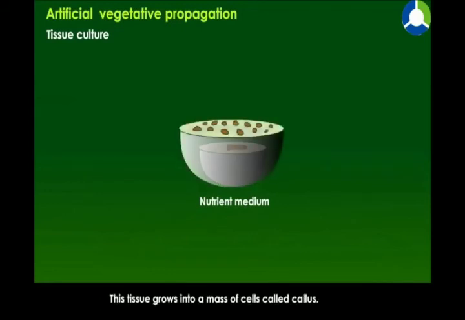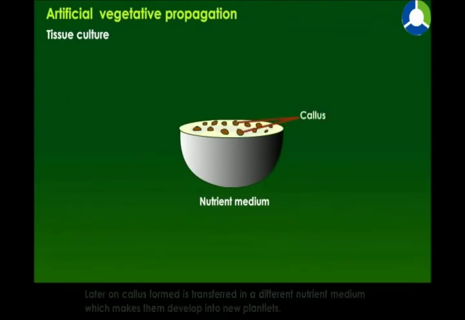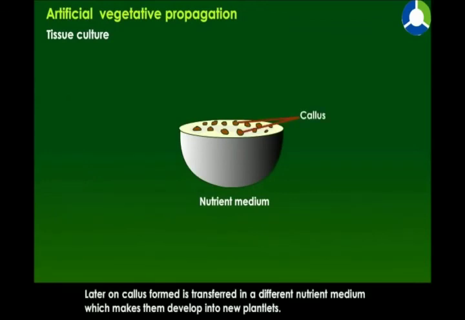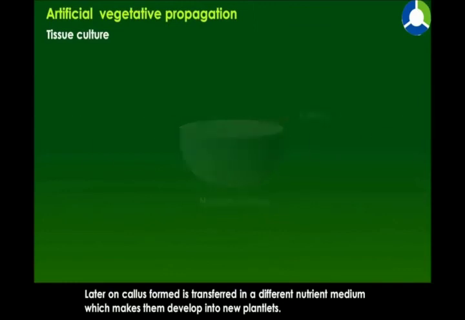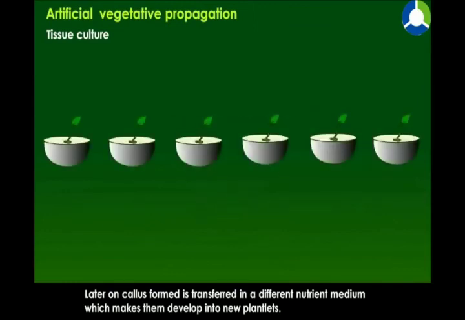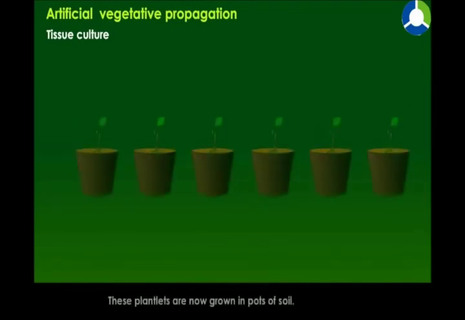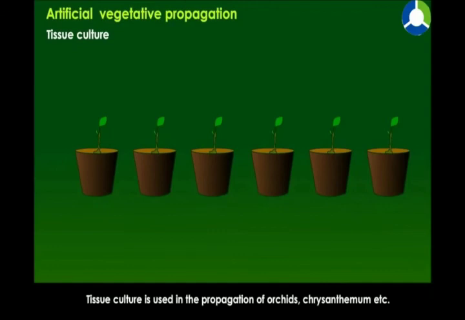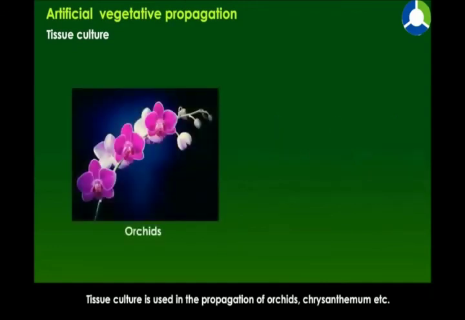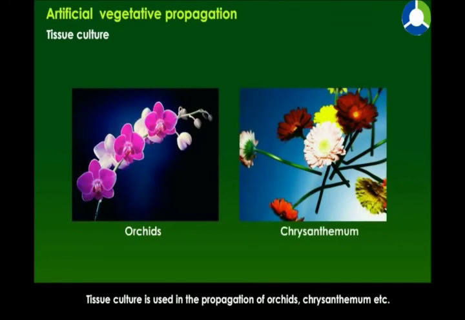The tissue grows into a mass of cells called callus. Later on, the callus formed is transferred to a different nutrient medium which makes it develop into new plantlets. These plantlets are now grown in a pot of soil. Tissue culture is used in the propagation of orchid and chrysanthemum, etc.